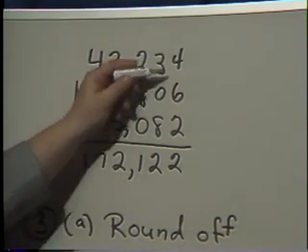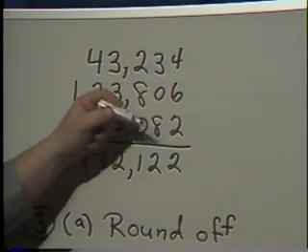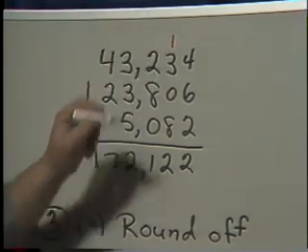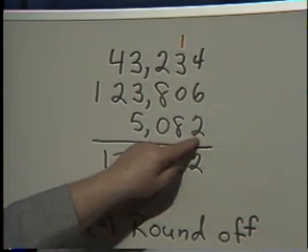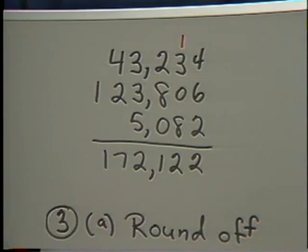And we say what? 4 plus 6 are 10 and 2 are 12. Put down the 2 and carry the 1. At this point, you may say to me, wait a second, last time we did the problem in vertical form, you started at the bottom and worked to the top.